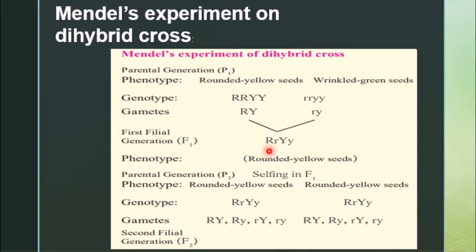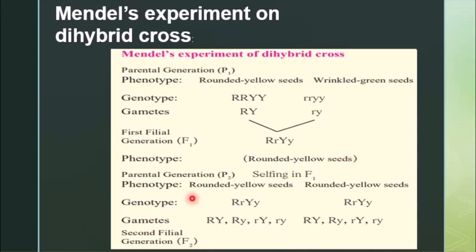Now which character will be the dominant one? That is the rounded one. And here capital Y is the dominant character, so it will be yellow. So the phenotype of the first generation is rounded yellow seeds. The characters of the wrinkled green seeds were recessive, and that is why they get suppressed. So the first generation formed from a cross between these two will be capital R, small r, capital Y, small y, that is rounded yellow seeds.